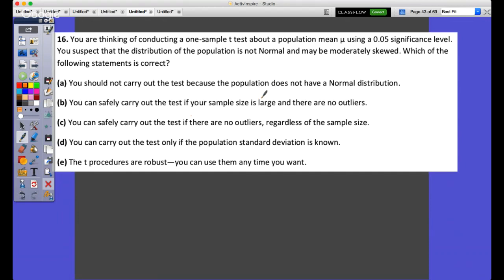Well, if the sample size is large, the no outliers thing doesn't really matter. So I would say B is incorrect. C, you can safely carry out the test if there are no outliers regardless of the sample size. Or skewness, right? Really, C is incorrect because if it's moderately skewed, you could kind of go one way or another with that.